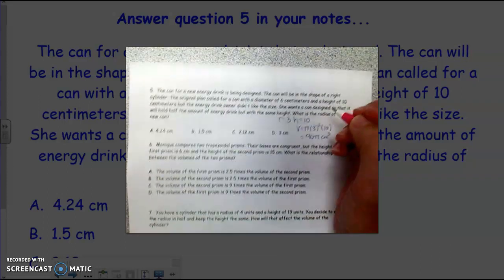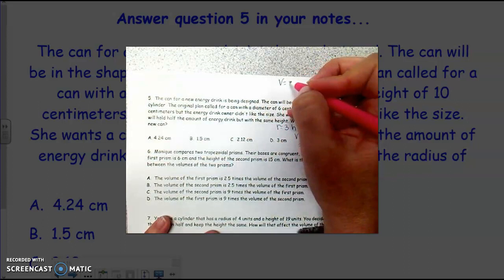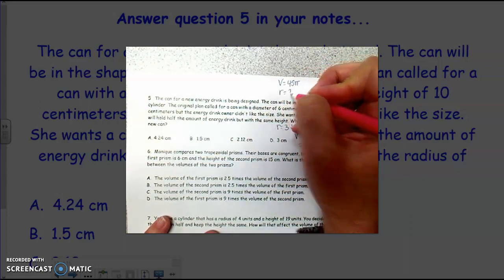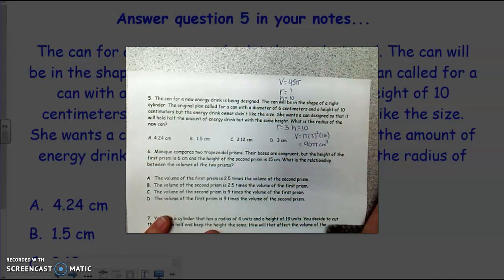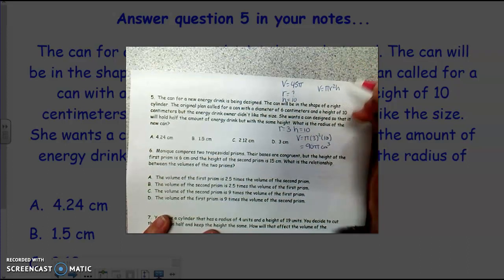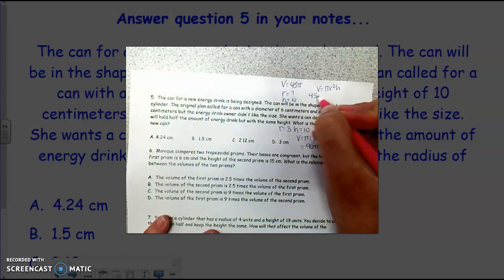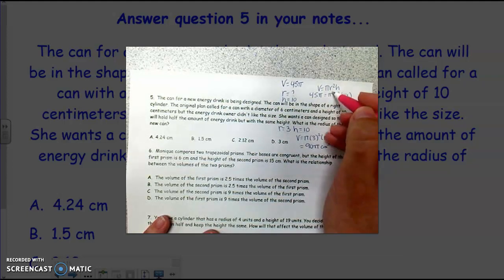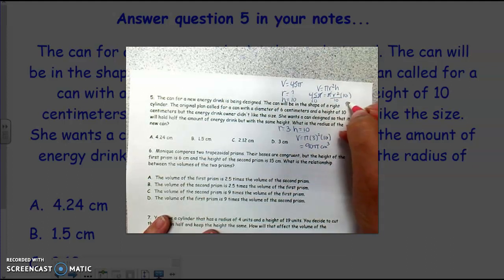Okay, so let me move up here. We know that the volume is going to be 45 pi. We don't know what the radius is, and the height is 10. So when we plug it into our formula, volume equals pi r squared h, the 45 pi goes over here, and I don't know what r squared is, and of course the h is 10. So your pi's cancel, you divide by 10, so r squared equals 4.5.